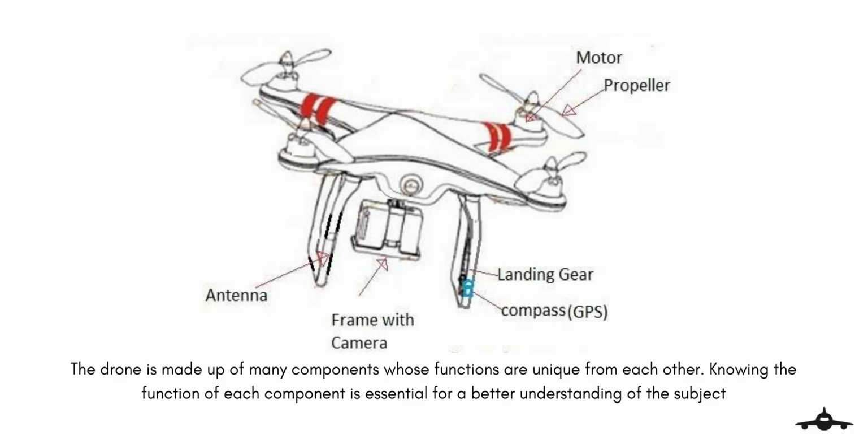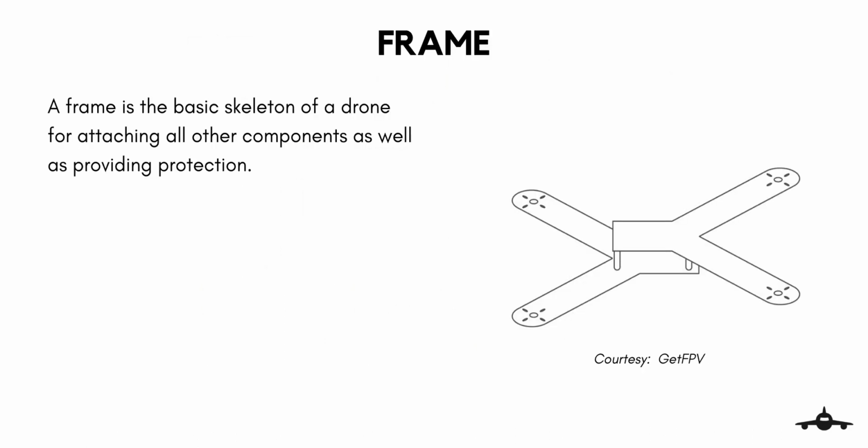When designing drones, not only weight but size also varies from small to large based on the requirement. As discussed earlier, drones come in different configurations, and the cost of the drones always depends on their functionalities and application. Choosing the appropriate frame is crucial to building a drone with desired specifications. A frame is the basic skeleton of a drone for attaching all other components as well as providing protection.